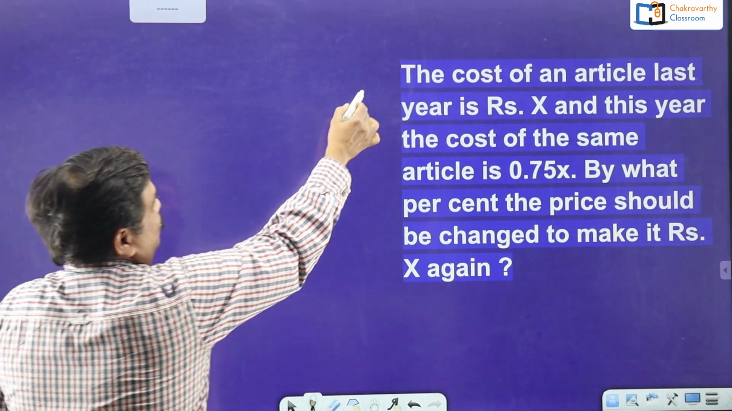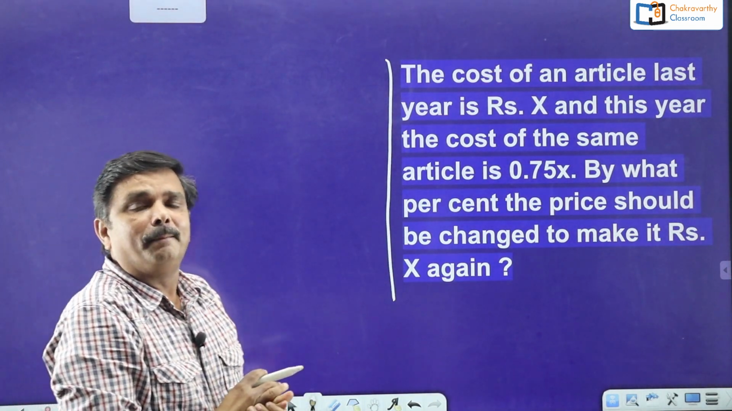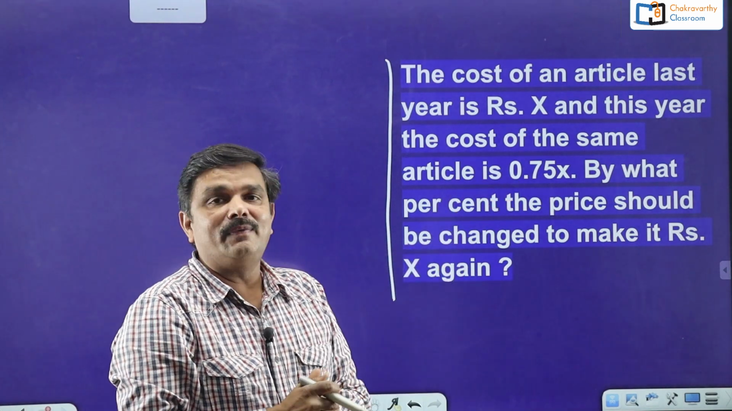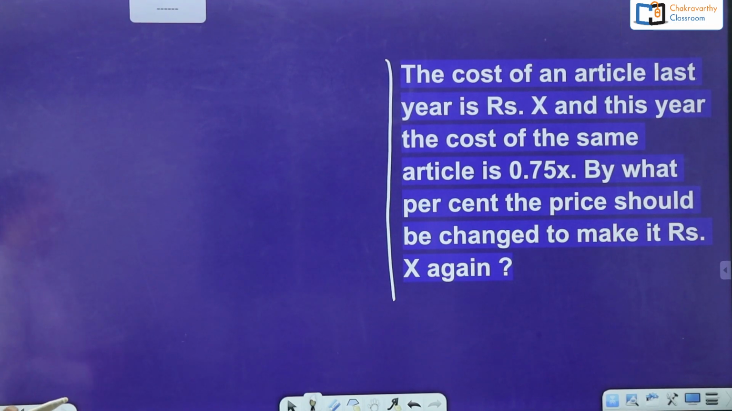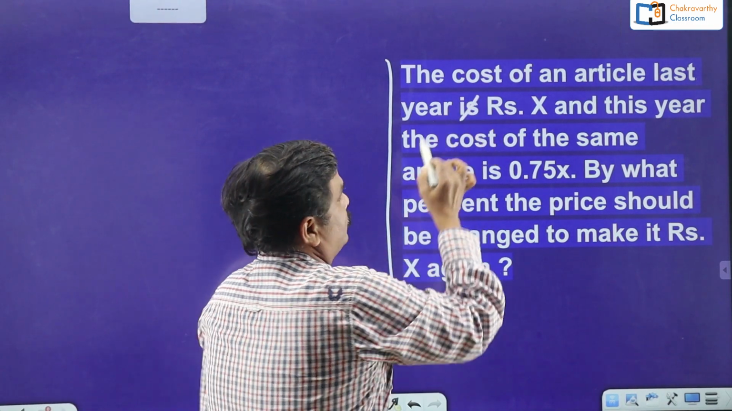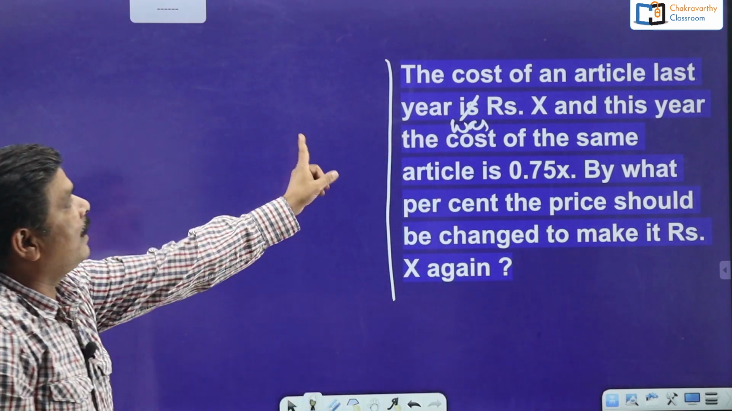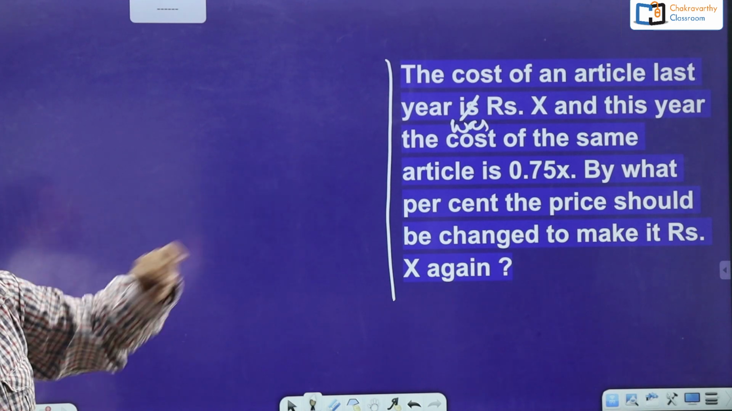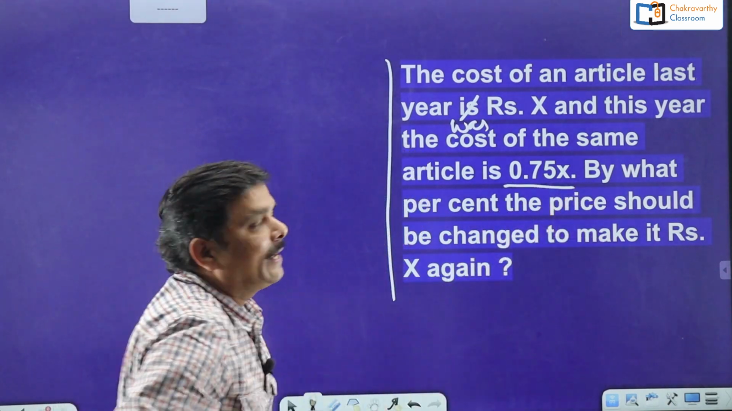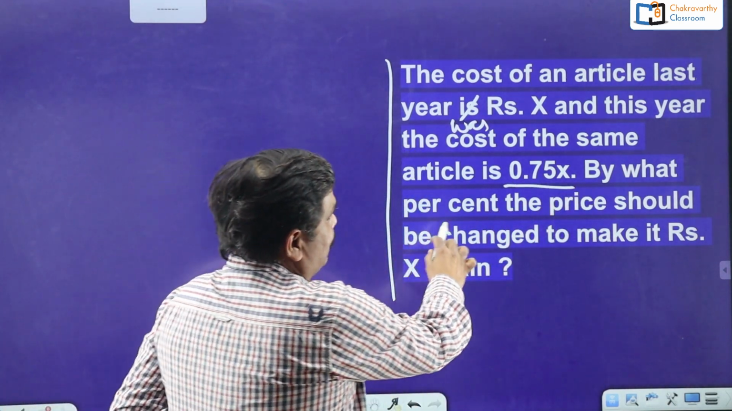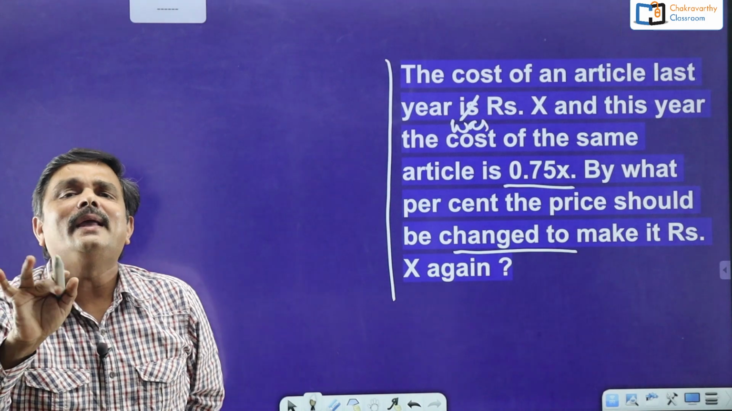It's a simple question. Actually, no need to write anything on the paper. If you follow our regular basic classes, those classes have given this question clearly. The cost of an article last year was X rupees, and this year the cost of the same article is 0.75x. Then by what percent should the price be changed to make it X rupees again?